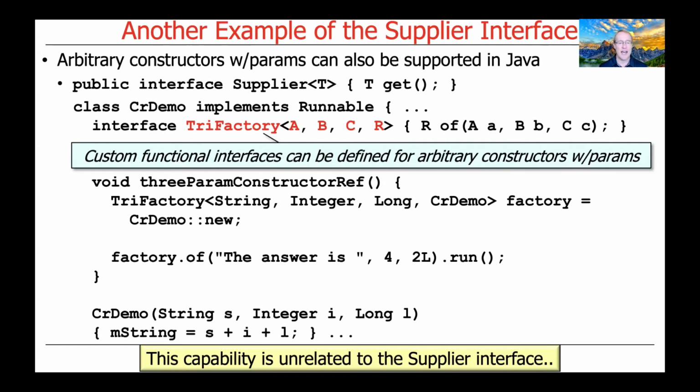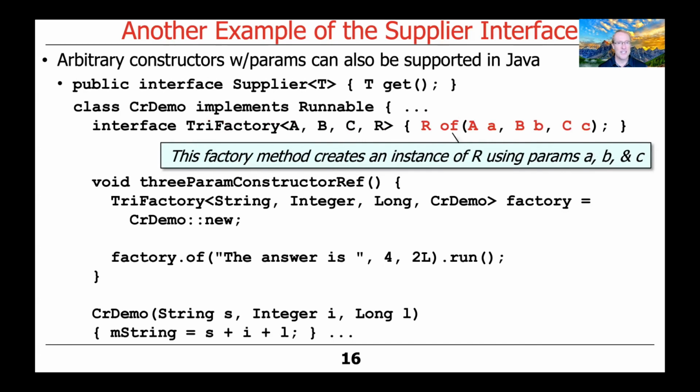In this case, we're going to have this work with constructors that have three parameters, which is why it's a tri, or three, factory. You can see the TriFactory takes four type parameters, A, B, and C, which are parameters that are passed to the of factory method, and then R, which is the return value. So A, B, and C are the three parameters that are passed to of, and then R is used as the return value. It gives the result that comes back from that.